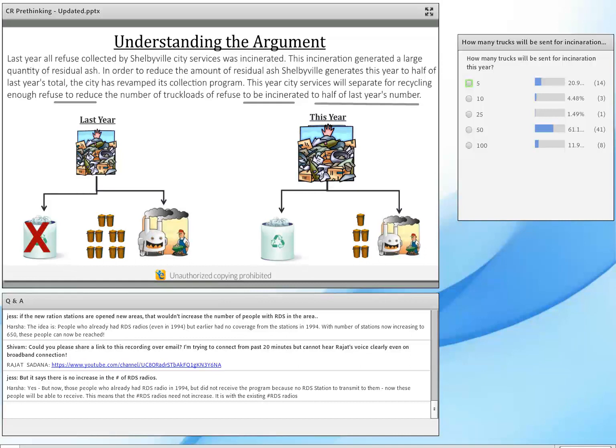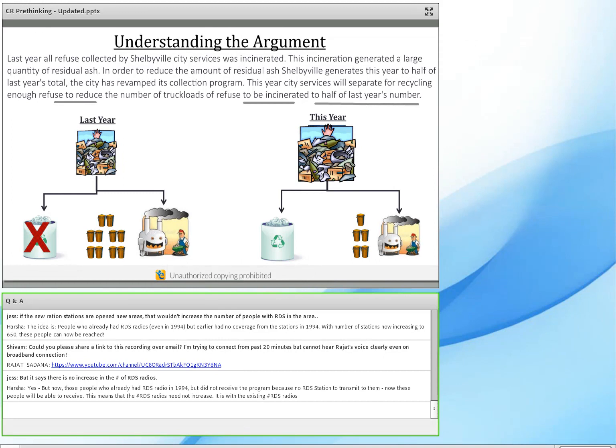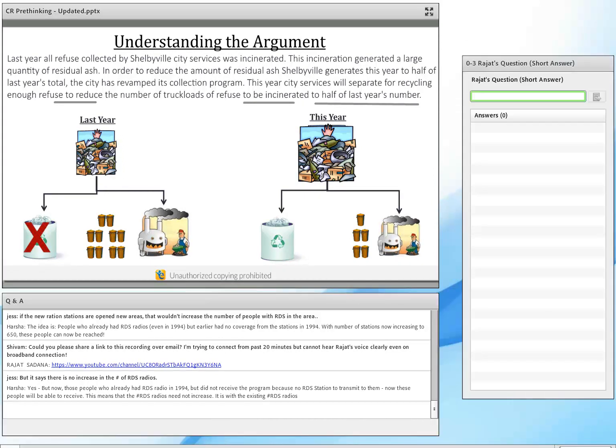So what is this statement saying? It's saying, hey, regardless of how much garbage I collect, I'm going to only send as many trucks as I sent last year for incineration. So if I sent 10 trucks last year, even if I collect 10 times as much garbage, I'm going to do half of what it was last year, which means just 5 trucks. Read that statement. Can you understand that? This year, city services will separate for recycling enough refuse to reduce the number of truckloads to half of last year's number.